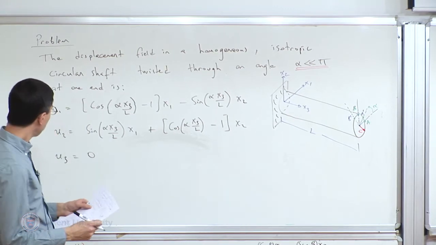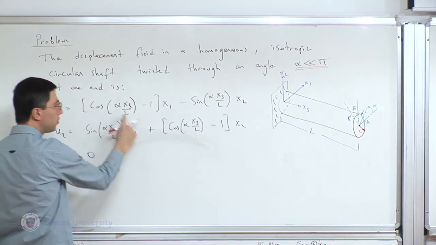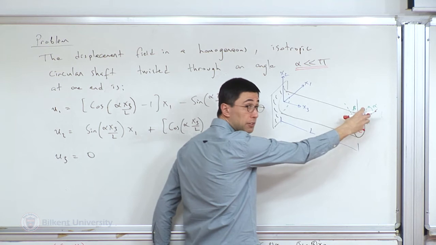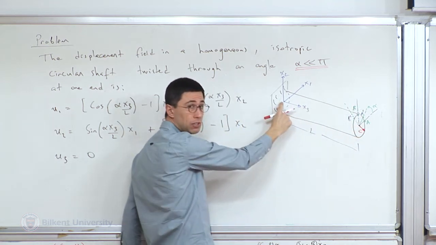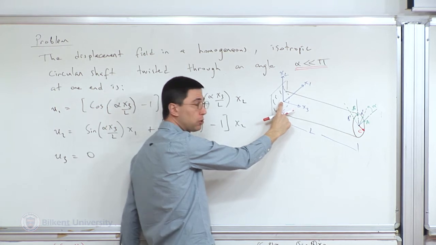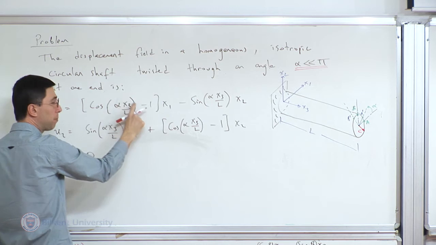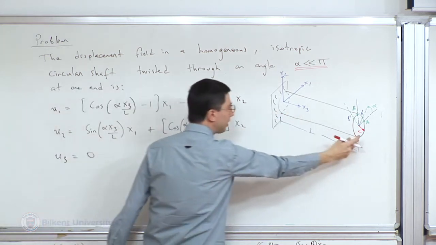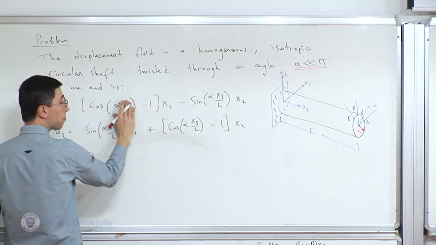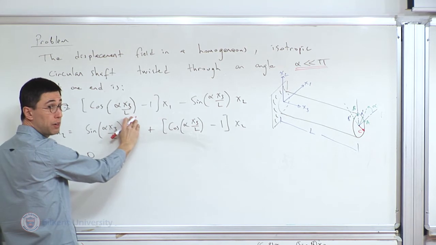Okay. So let's analyze this deformation. Now, alpha is the twist at this end, right? So this end twists by an angle alpha. This end is fixed, so it does not twist at all. So that's why the rotation is parametrized like this. If x3 is equal to L, I'm at that end, the rotation is alpha. If x3 is equal to 0, this thing is 0, there is no rotation.